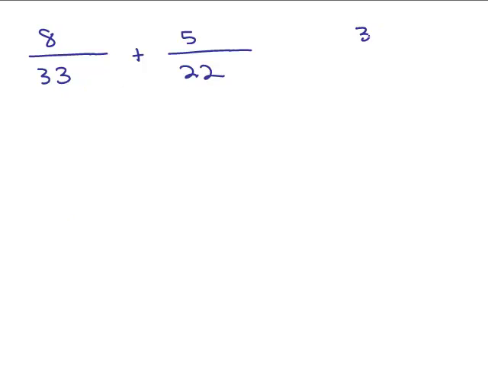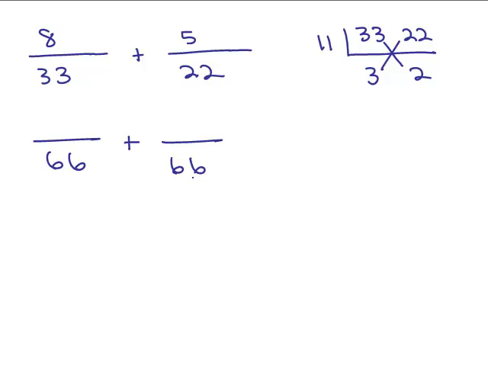So let's see. There are several ways to figure out the least common denominator. I'm going to use this method. Can you think of a number that goes into 33 and 22? 11. 11 goes into 33 3 times, and it goes into 22 twice. So the least common denominator is 22 times 3, or 33 times 2. However you look at it, you're going to end up with 66.